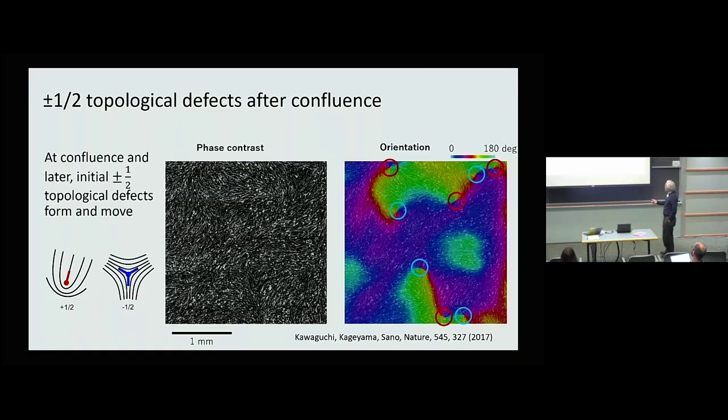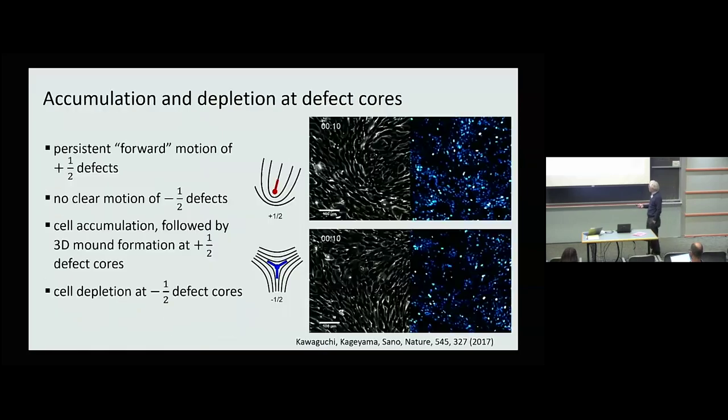In this structure, we can measure the orientation of the elongated cells. The color is coded between 0 and 180 degrees, and you can see the topological defects. Spontaneously, many half-integer topological defects appear. They annihilate, but finally, after a few days, the pattern doesn't move much, but the cells start to accumulate at +1/2 topological defects and escape from -1/2 topological defects.